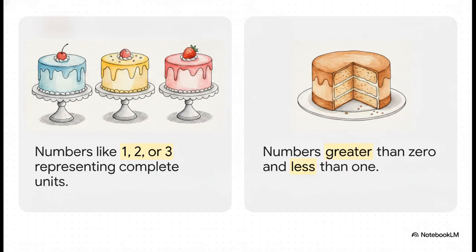So the very first distinction we need to nail down is the difference between whole numbers and what the material calls proper fractions. Unlike a whole number, like 1, 2, or 3, a proper fraction represents a value that is strictly greater than 0, but distinctly less than one whole unit. You might not get the entire cake, but hey, you're definitely getting more than nothing.